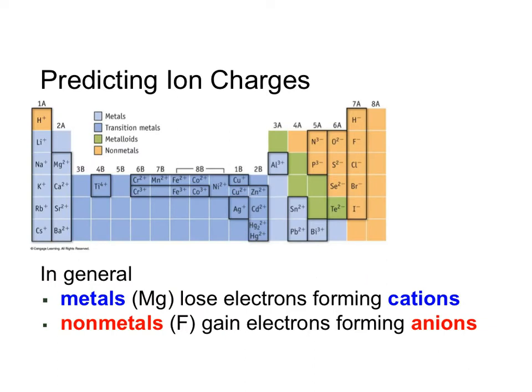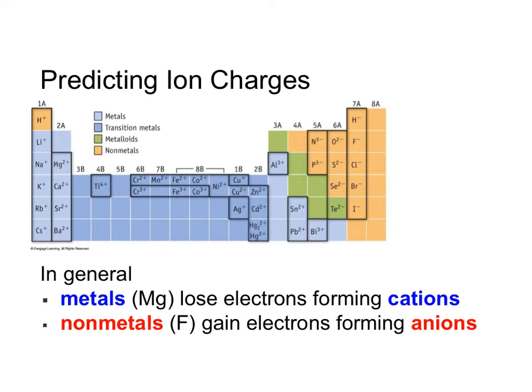Generally speaking, metals will tend to lose electrons, forming positively charged cations. Nonmetals will tend to gain electrons in order to form negatively charged anions. We can see several examples of charges on this chart. And as we said, our metals, you can see, all tend to form positive charges, whereas nonmetals will tend to form negative charges.